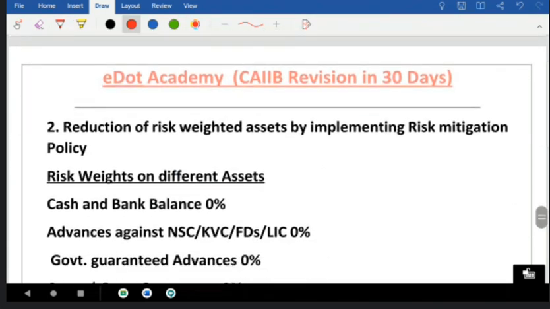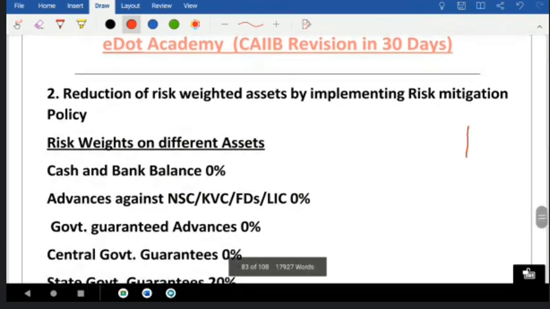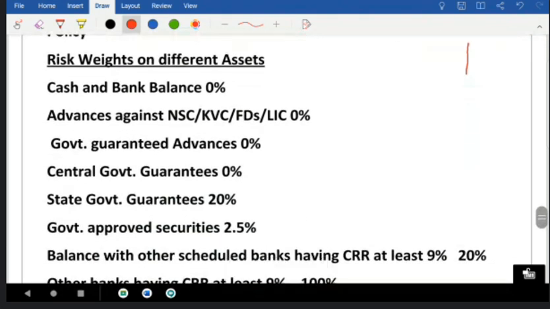The second way is reduction in risk weighted assets by implementing a risk mitigation policy. This is very important, because the third point you can follow is to mitigate the risk factor, then only your CRAR will increase. Okay, now there is one list that you can just see. You don't need to remember this list because if it is needed, it will be given in the question. It's very difficult to remember.